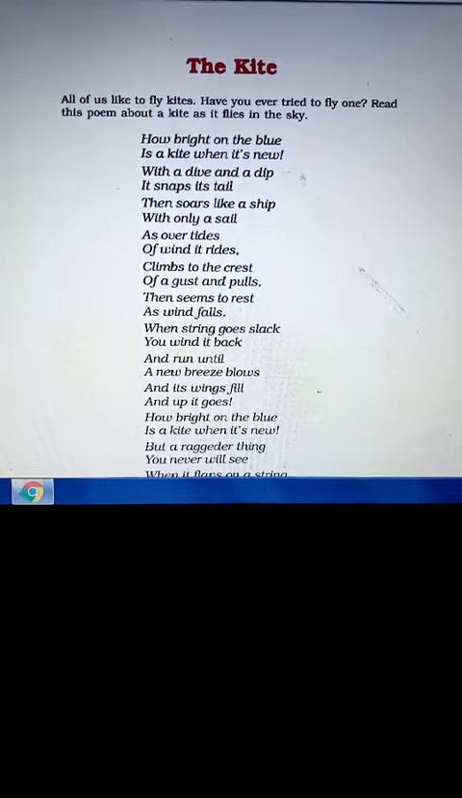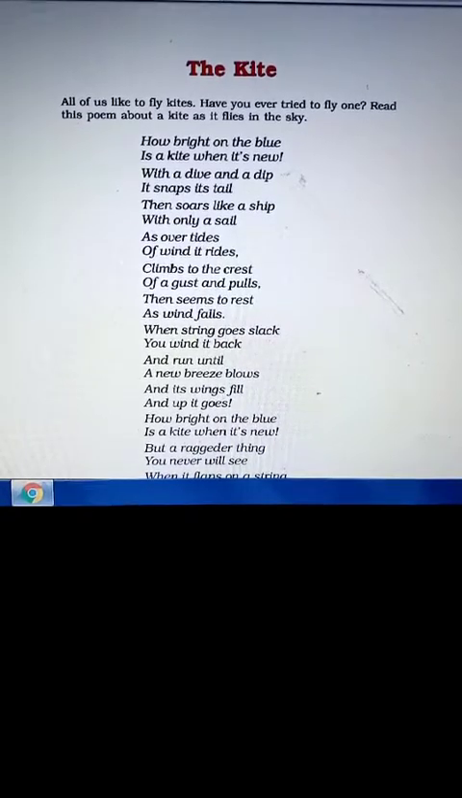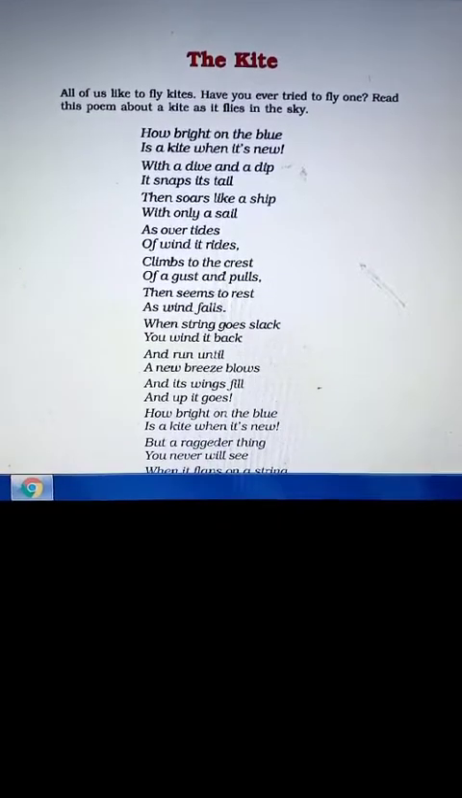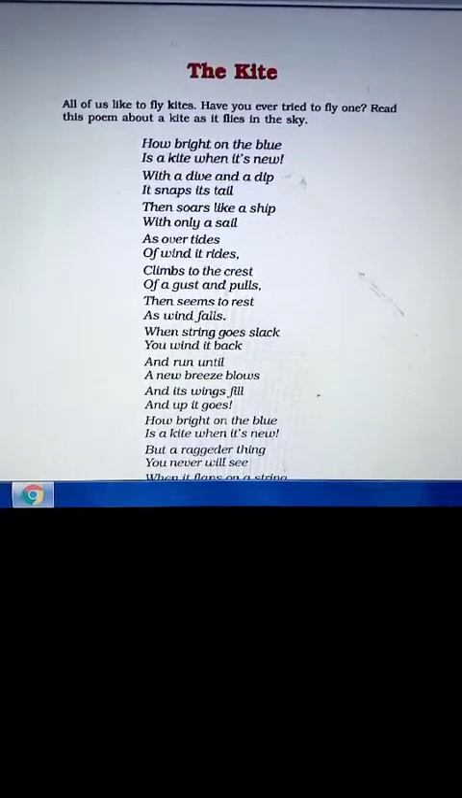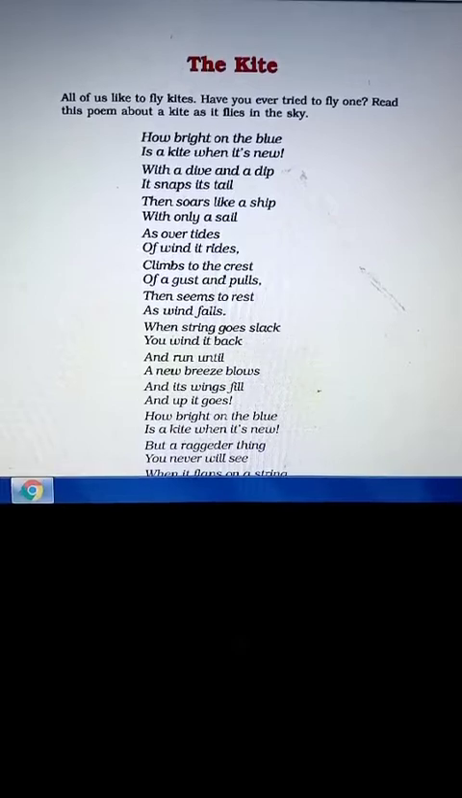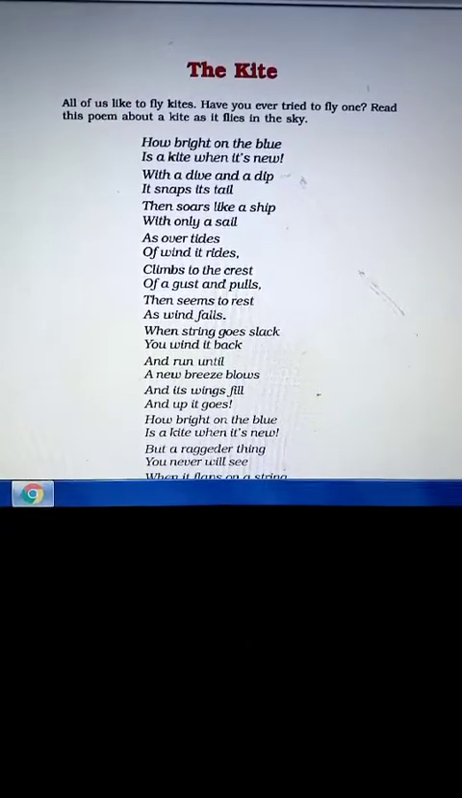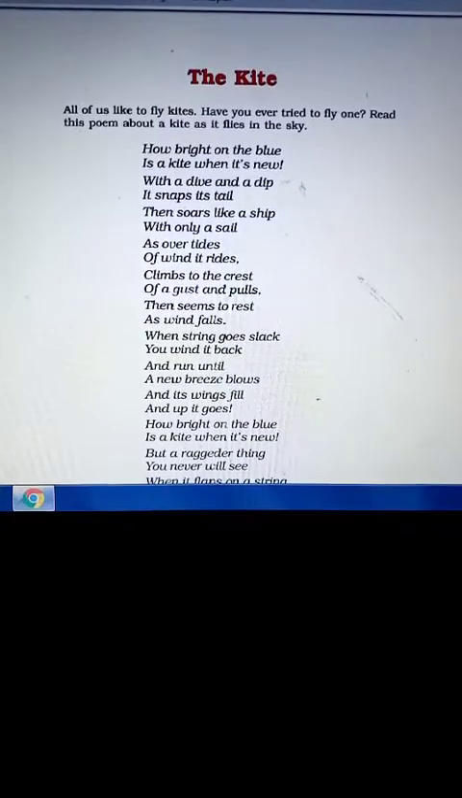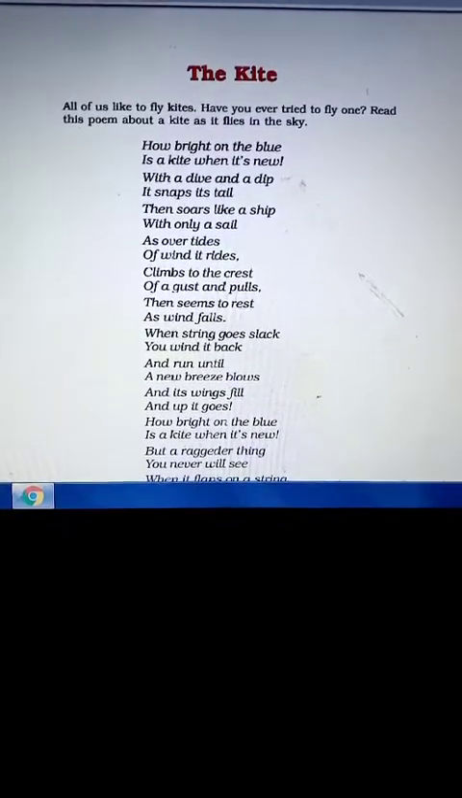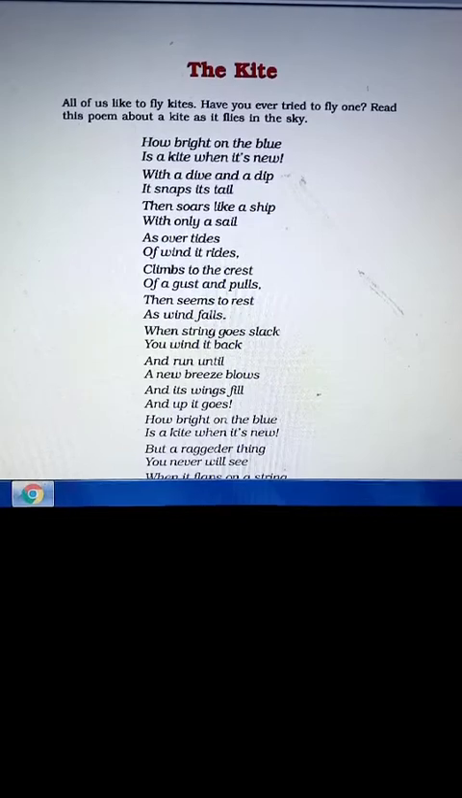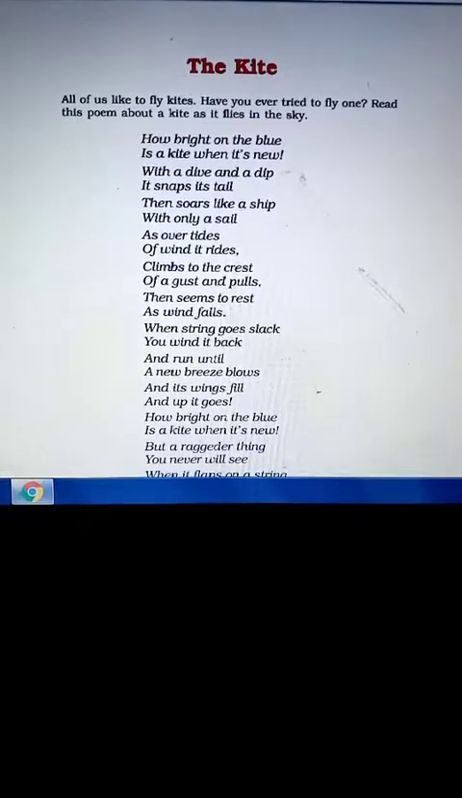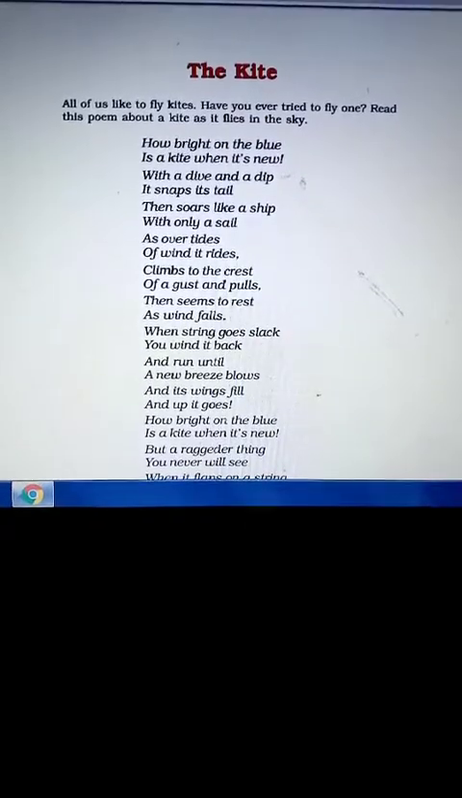How bright on the blue is a kite when it's new. With a dive and a dip, it snaps its tail. A kite looks bright on a clear sky. When it flies for the first time, it moves with softness and force together at the same time. To fly high in the sky, which makes a cracking sound in the air.